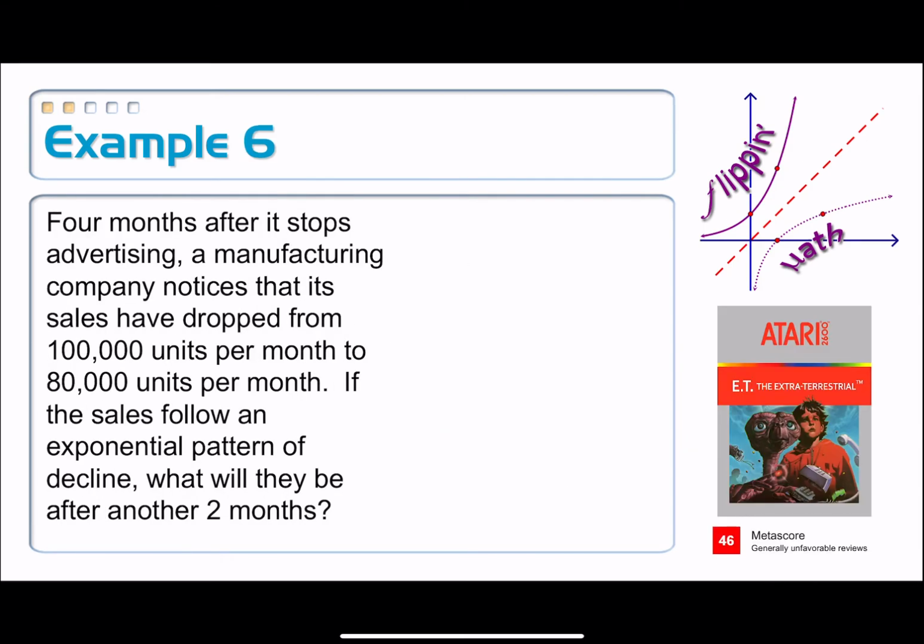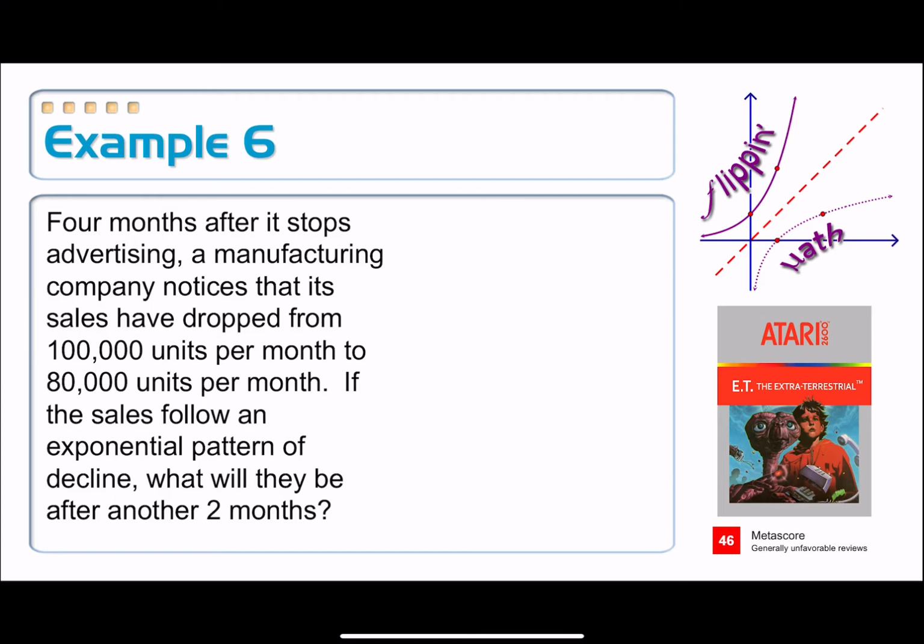Example 6. 4 months after it stops advertising, a manufacturing company notices that its sales have dropped from 100,000 units per month to 80,000 units per month. If the sales follow an exponential pattern of decline, what will they be after another 2 months?